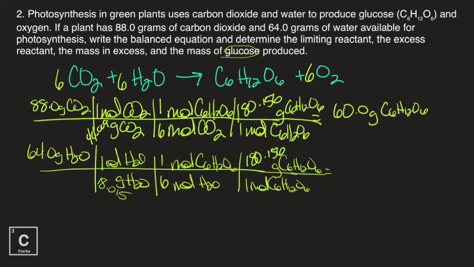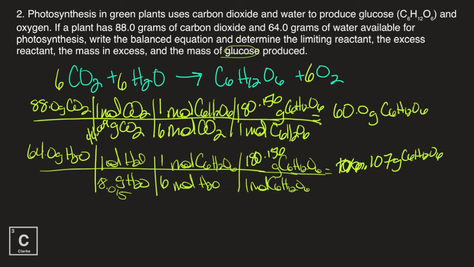And then the second problem, and I am getting 106. Oh, that's 3 sig figs, so actually that's going to be 107 grams of glucose. Okay, so remember, we've got to look at which one produces the least amount because that tells us which one runs out first. So carbon dioxide is going to be our limiting reactant because it produced the least amount of glucose, meaning water is going to be our excess reactant.